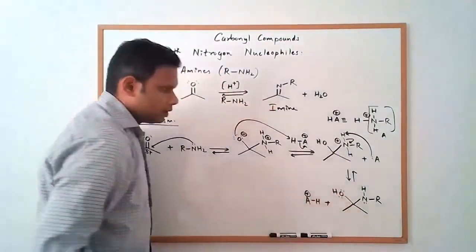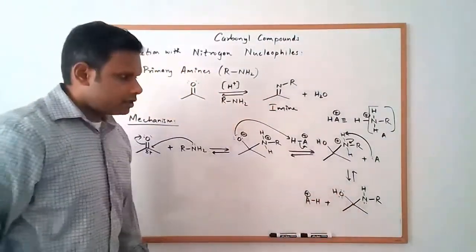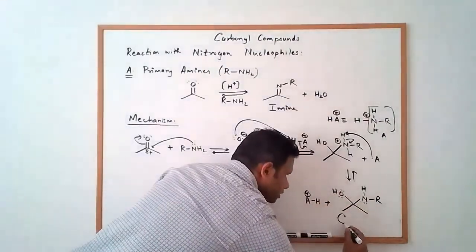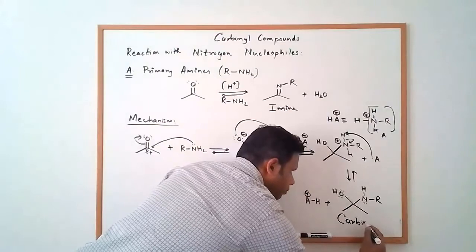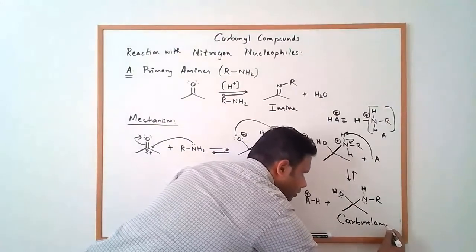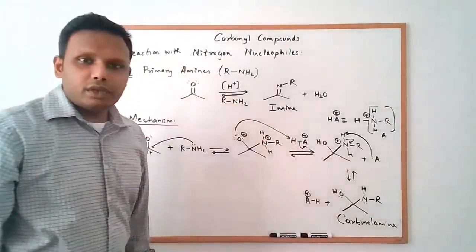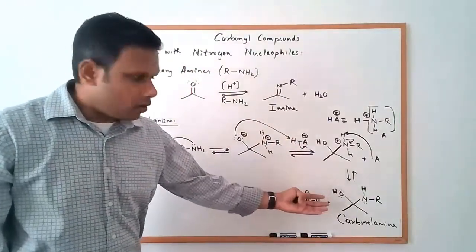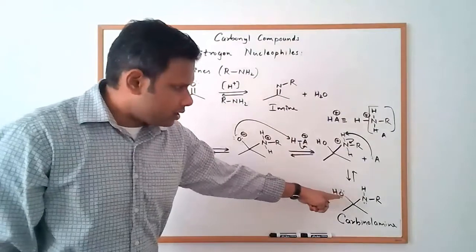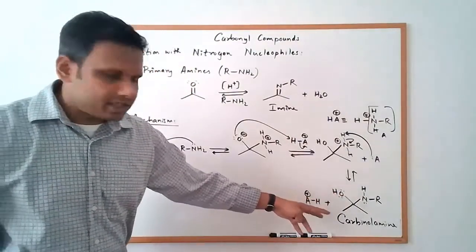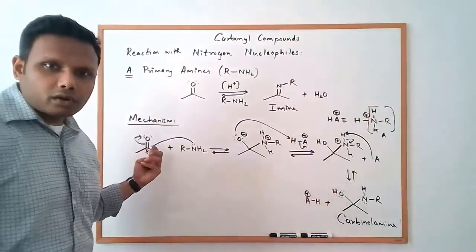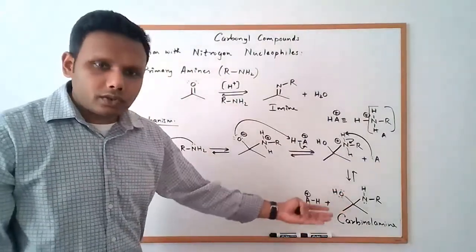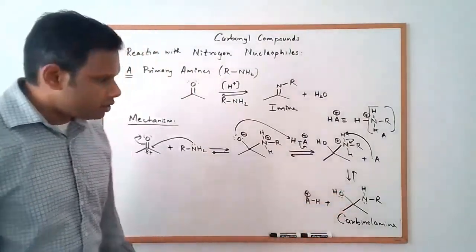Now this species here, which has one hydroxyl group and one amine on it, is called a carbinolamine. It means it's an alcohol with the amine and the hydroxyl connected to the same carbon. It's derived from a carbonyl compound, that's why it's called a carbinol: an alcohol derived from a carbonyl compound, with an amine on it.